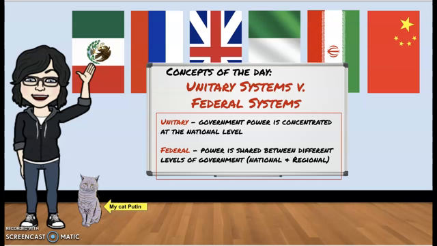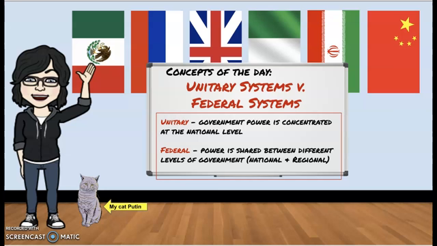Now, we also have federal systems, and that's where power is shared between different levels of government, usually between a central government or a national government and state or regional governments. And so they'll share powers. The local government, whether it's state, regional, will have some autonomy in certain areas. An example is usually education, but it results in multiple levels of government.